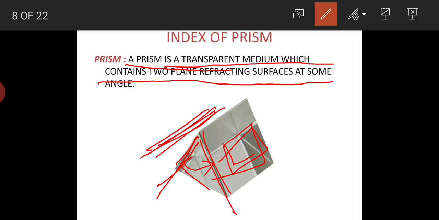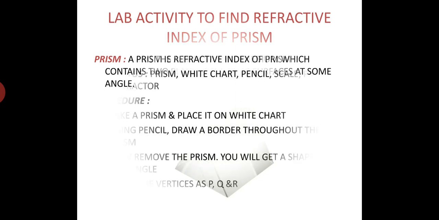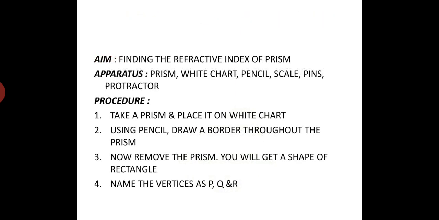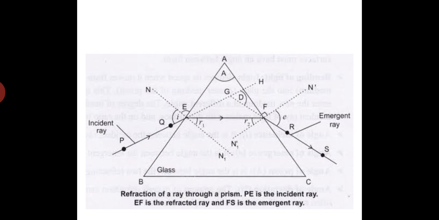When you arrange these two surfaces at some angle, it is called a prism, and the angle between these two refracting surfaces is called the angle of prism A. So before going into the actual lab activity, first let us see the terminology in a prism.